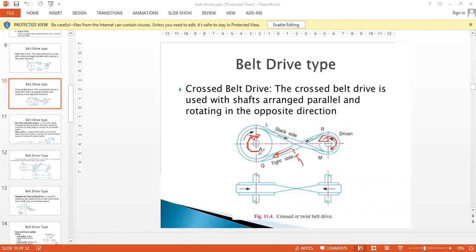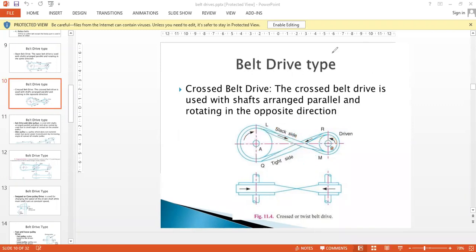But after this, it is going to slide over this pulley, and here the belt is going to be released. So there is not much tension, so there will be a slight slack in this particular region, therefore it is called the slack side, and it will have a lesser tension denoted by T2. Okay, right? So this is the next point.